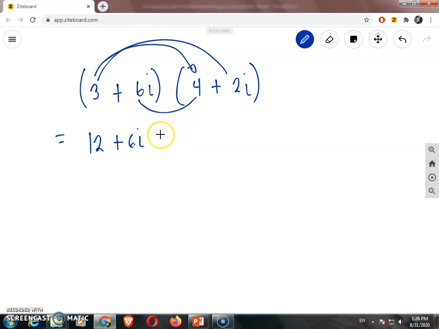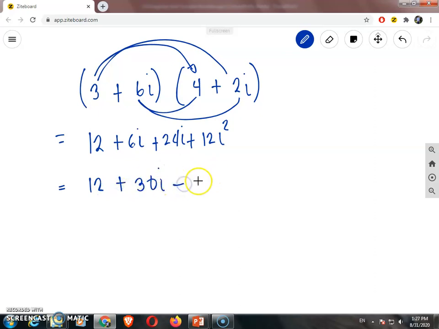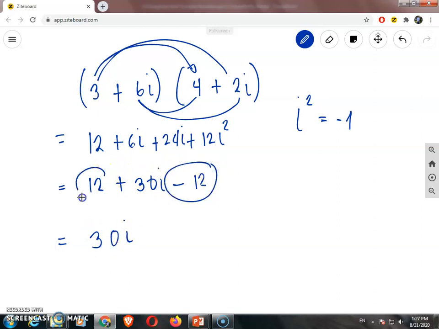Next one, we have 6i times 4, which is 24i. And then 6i times 2i, which is 12 i squared. So therefore, we will have 12 plus 30i minus 12, because this one is considered as i squared, which is equal to negative 1, and negative 1 times 12 is equal to negative 12. So your answer now is 30i, since the 12 and negative 12 become 0.